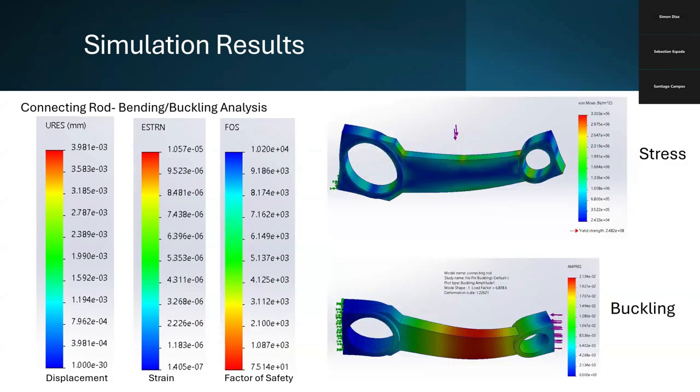For the buckling of the connecting rod, we had a load factor of 6,838.6 and a critical load of 683,860 newtons. Then for the bending simulation, we had a max stress of 3.303 e to the 6th newtons per meter squared. The max displacement was 0.00398 millimeters. The max strain was 1.057 e to the negative 5. And then the minimum factor of safety was 75.14.